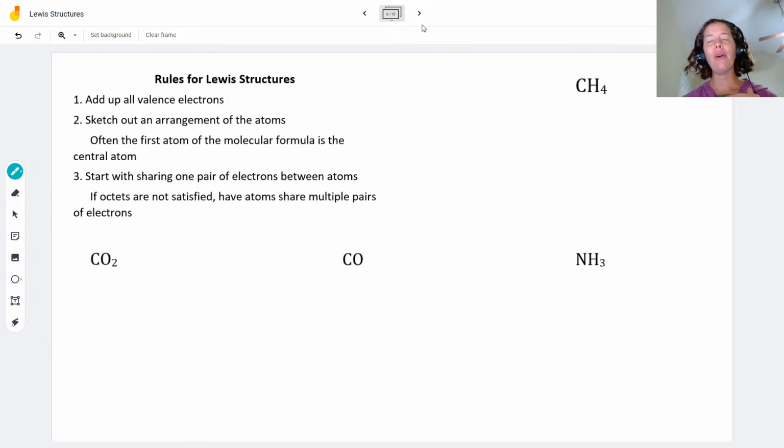Okay, so we have rules for how to do Lewis structures. And everyone's kind of got a little bit of a different way of drawing them. These are my 3 steps for drawing Lewis structures. So my first step is I'm going to add up all my valence electrons.